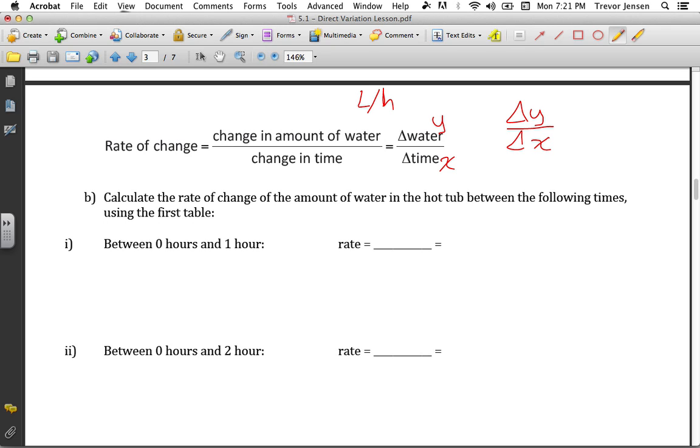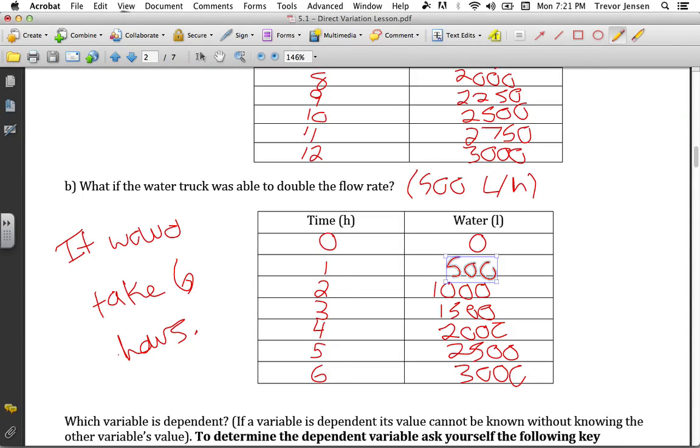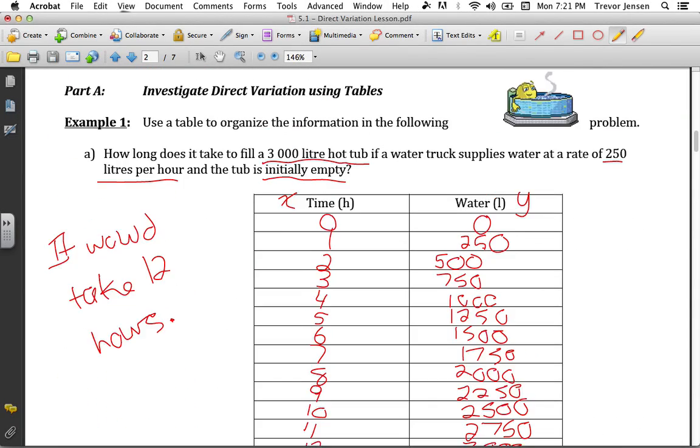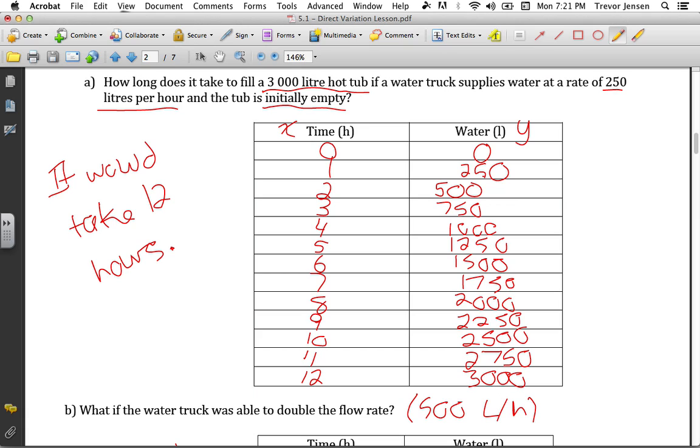So let's look at the rate of change of water going into the tub between 0 hours and 1 hour. Let's do it for the first part of this question here, when it's going in at 250 liters per hour. So we want to figure out the change in y divided by the change in x. So between 0 and 1 hours, what's the change in y? What's the change in the liters? Well, it goes from 0 to 250 when the time goes from 0 to 1.